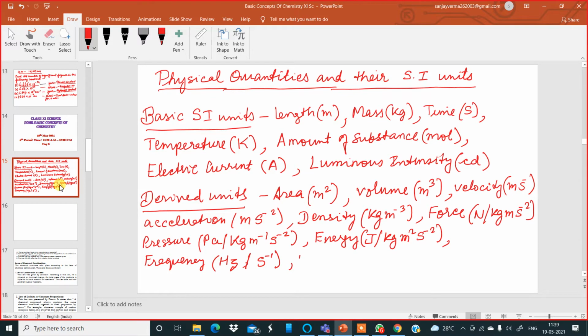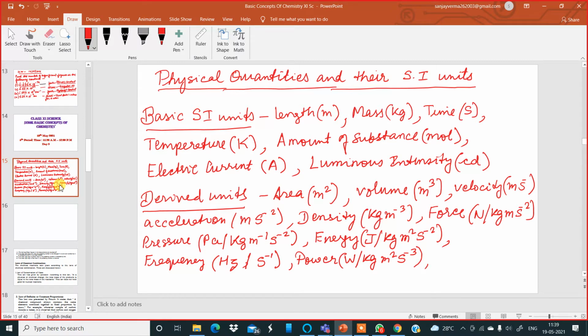Then we have power. For power, it is watts, joules per second. Remember? You can write either watts or kg meter square per second cube. Be very careful with these derived units. These are very, very important.